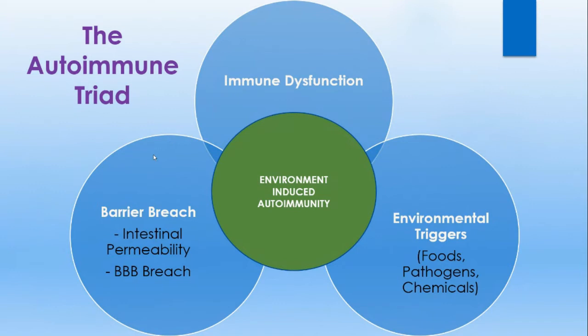So environmental triggers are really food components, pathogens, and then chemicals. Chemicals can also trigger an immunological response and drive the immune process. Another factor that's required for environmentally induced autoimmunity. So these are the three circles that are in the triangular arrangement. Okay, environmental triggers we just talked about.